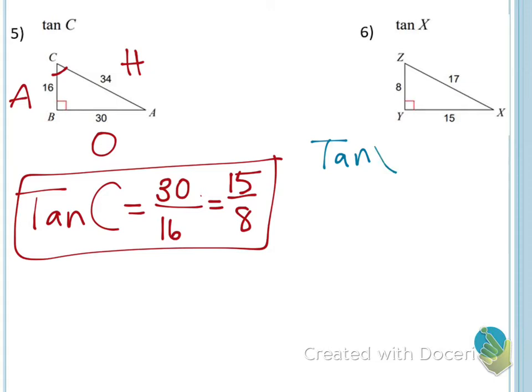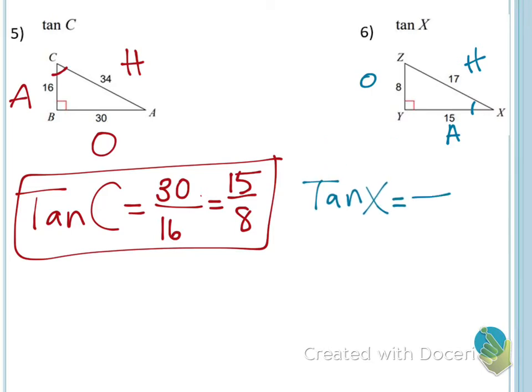Last tangent from X. What is my hypotenuse? 17. My opposite? 8. And then my adjacent is 15. So tangent is TOA. So what number goes on top? 8. And on the bottom? Does this reduce? No.